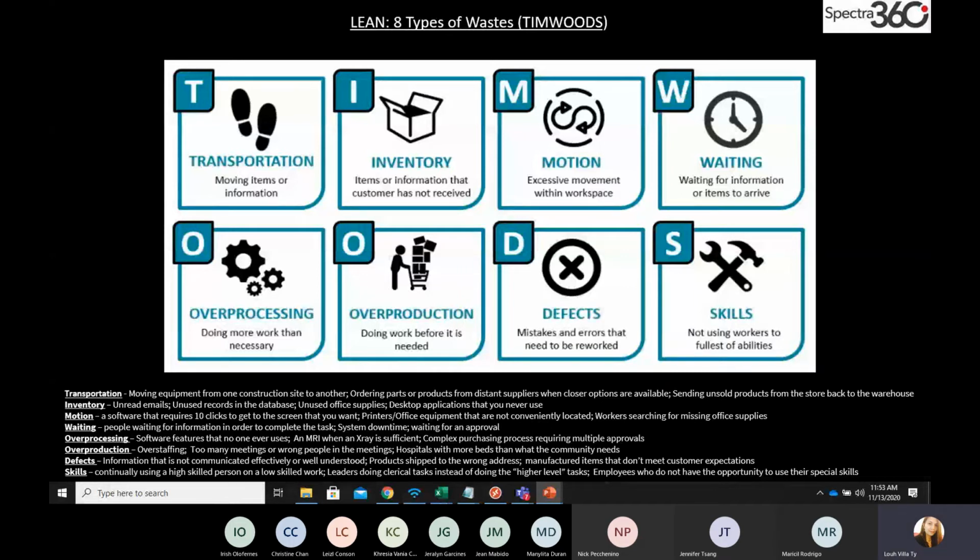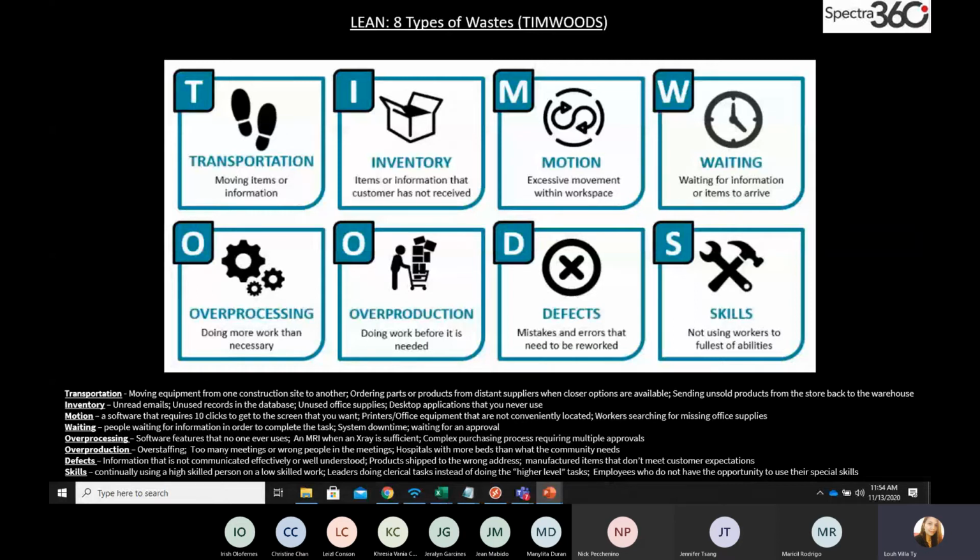Okay, so defects. Defects would be errors that need to be reworked. An example for that would be information that is not communicated effectively or well understood, or product shipped to the wrong address, and manufactured items that do not meet customer expectations.